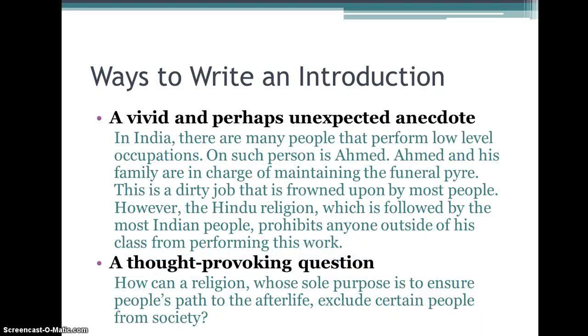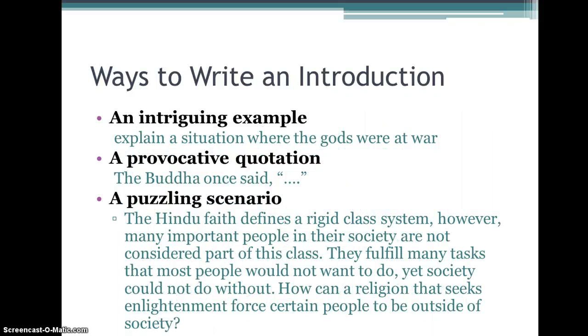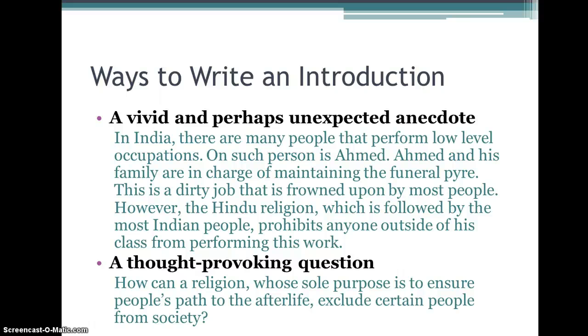The vivid and unexpected anecdote is about a specific person. The puzzling scenario is not necessarily about a specific person. And the last one, a thought-provoking question. So this one you can literally start off with, how can a religion whose sole purpose is to ensure people's path to the afterlife exclude certain people from society?